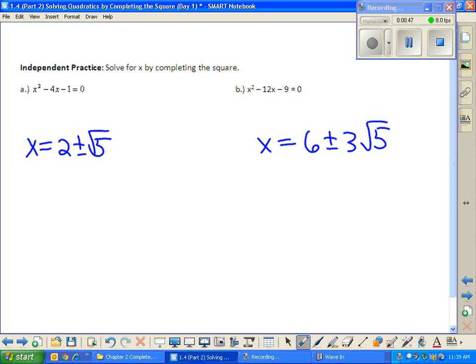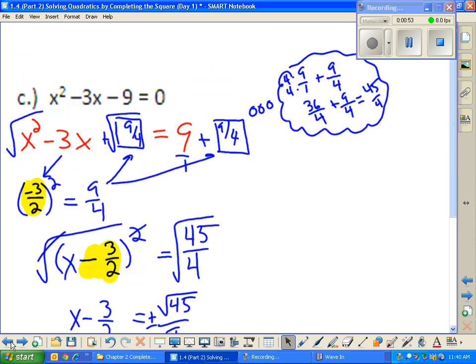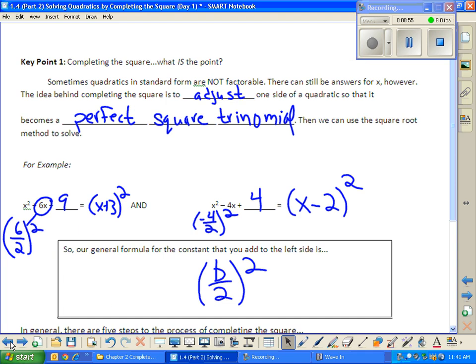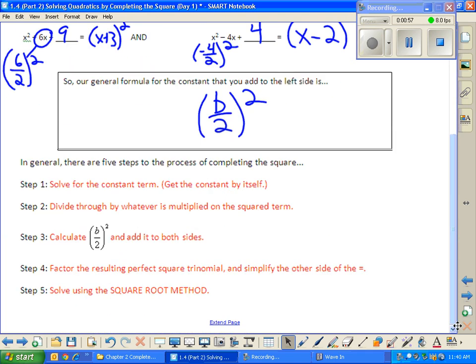Okay, let's keep in mind we are going to follow the exact same 5 steps that we outlined yesterday in the notes. So just to scroll through, show you those. In step 1, we move the constant to the other side of the equal sign. The problem that's going to appear today is we actually have to use step 2. We didn't have to worry about it yesterday. Step 2 is we have to divide through by whatever is multiplied by the squared term.